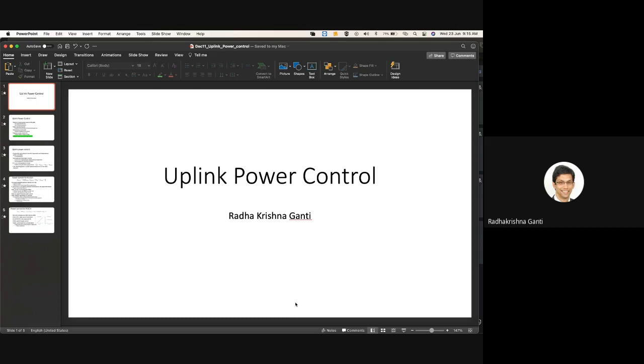Uplink power control, on the other hand, is absolutely required. Why do we require uplink power control? First of all, let's discuss those points.